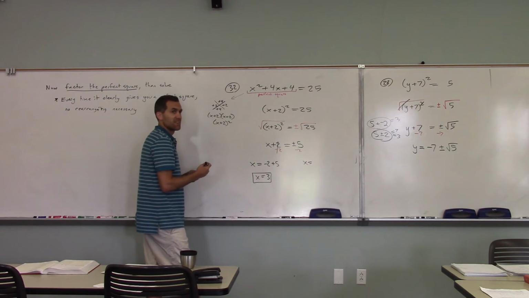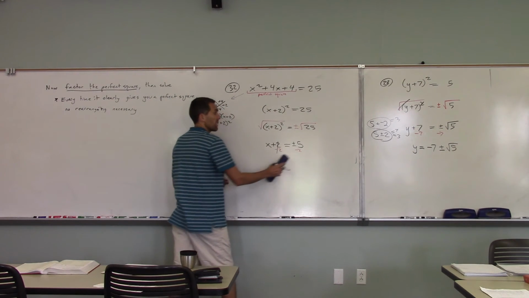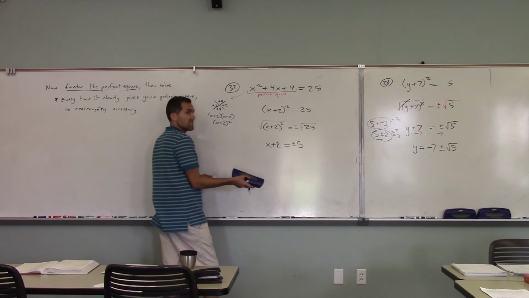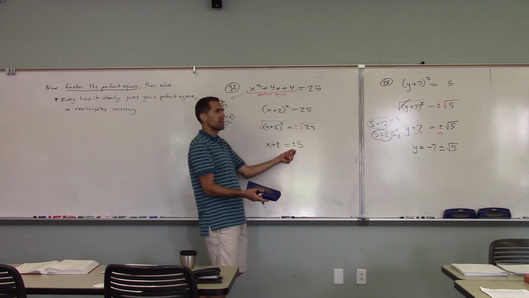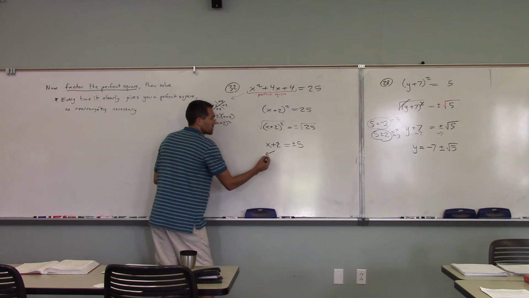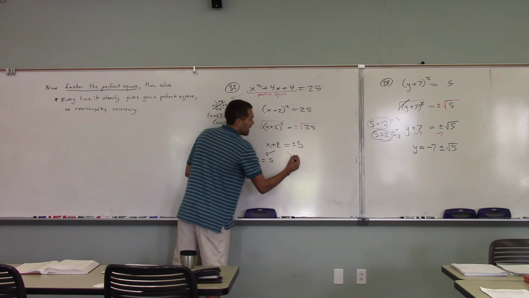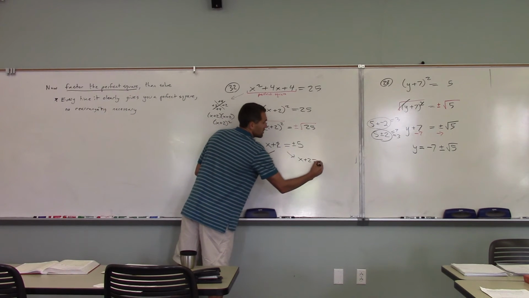Okay, so when you got to there, because you're actually combining them, I wouldn't do that first, because it's confusing. You have plus or minus 5 minus 2, you're like, what? I don't understand. So that's when you would split it up to say x plus 2 equals positive 5, x plus 2 equals negative 5.